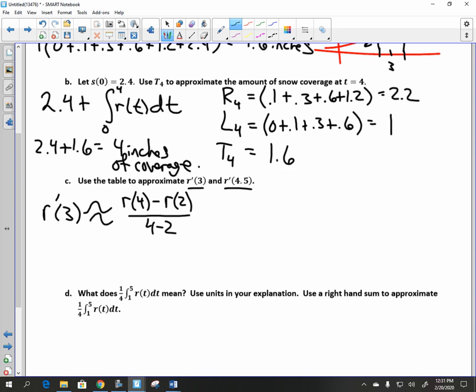What is R of 4? 1.2 minus 0.3, divided by 2. So I get 0.9 over 2, which is 0.45. 0.45 what? Inches per hour squared.